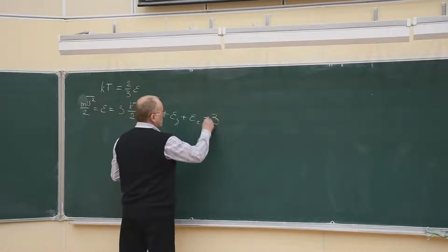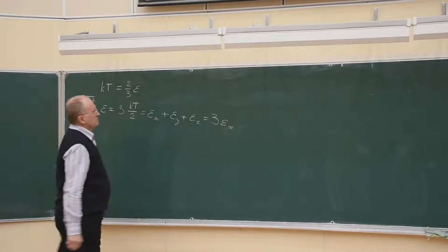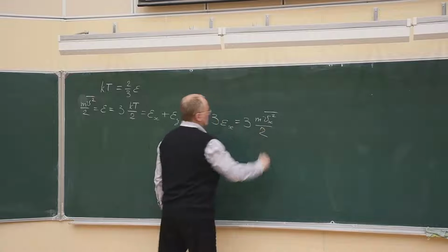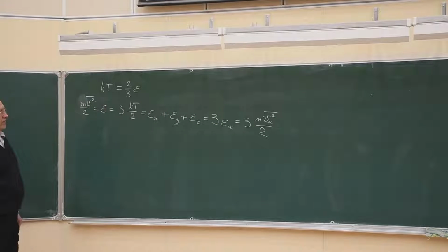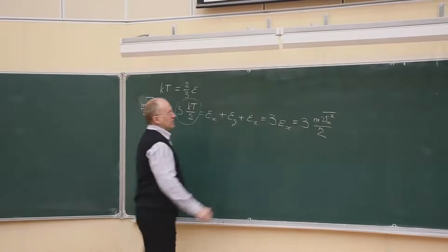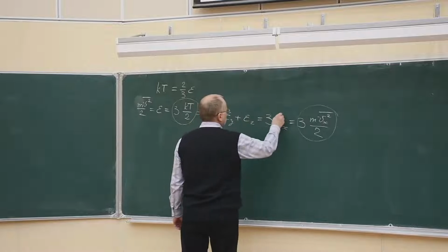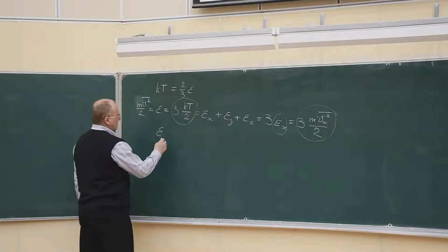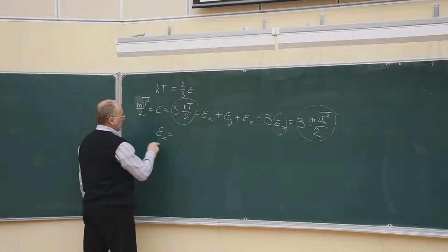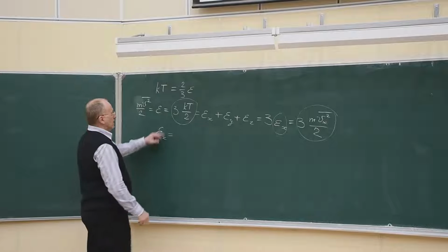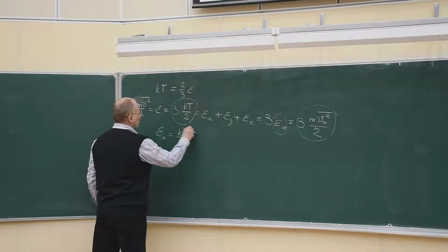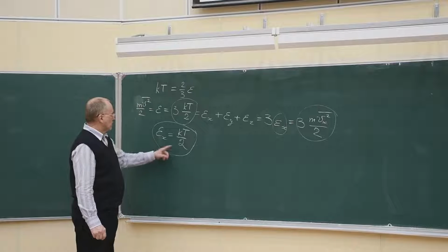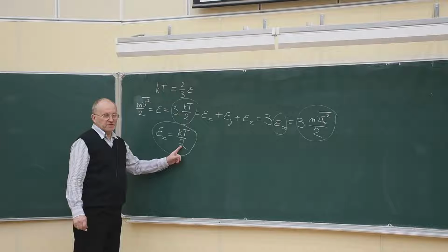So this is just 3 epsilon x, which is 3 times mvx² average over 2. Looking at this expression, we can write that the kinetic energy of motion along a certain axis, like the x-axis, is just kT/2, Boltzmann constant and absolute temperature over 2. This is a very important result.